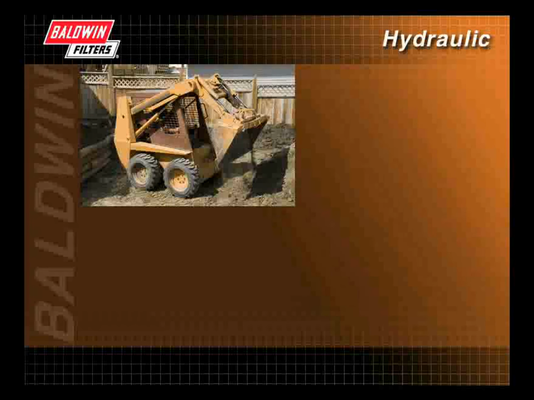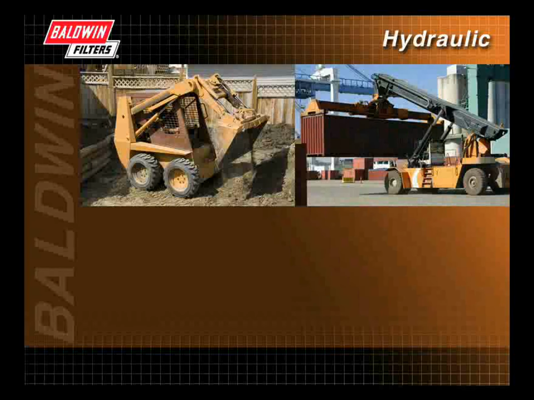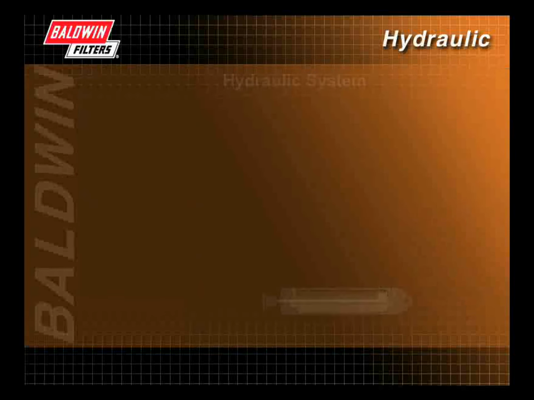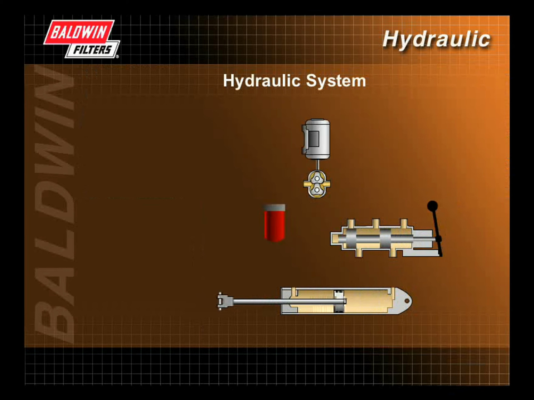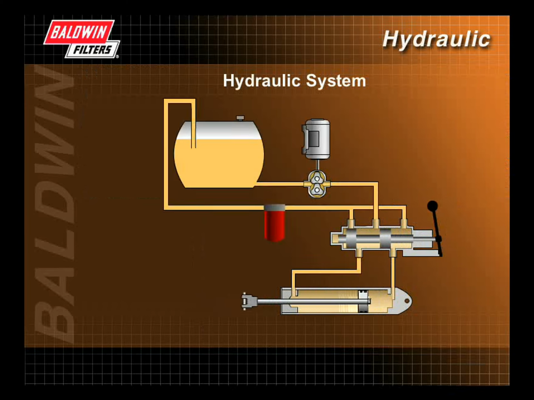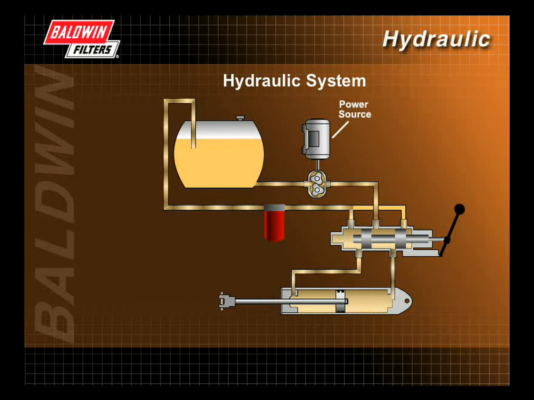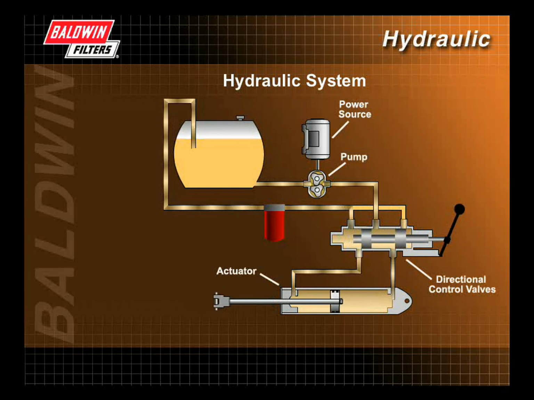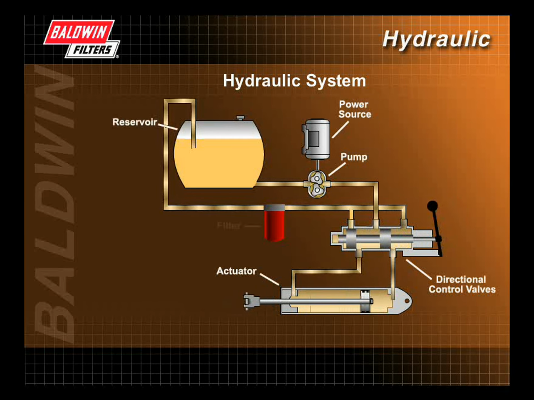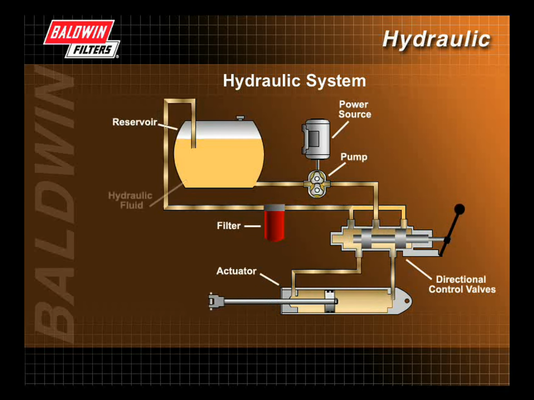Hydraulic systems come in many configurations and can be simple or complex. To understand how the hydraulic system works, let's take a look at a typical hydraulic system. The primary components of a hydraulic system are a power source, a pump, the actuator, the directional control valves, the reservoir, the hydraulic filters, and the hydraulic fluid.